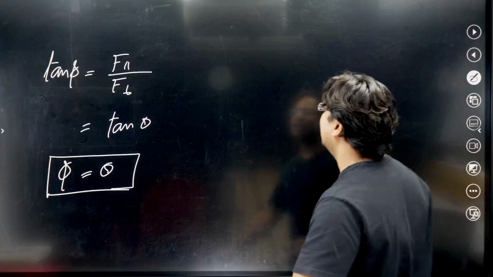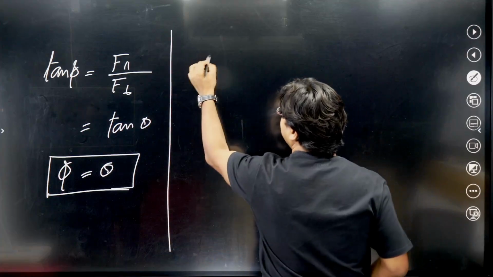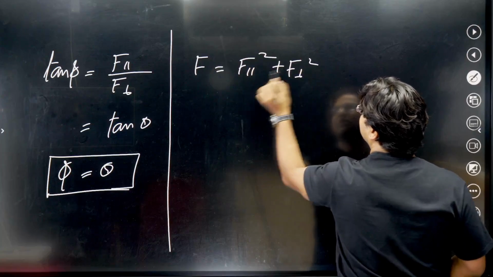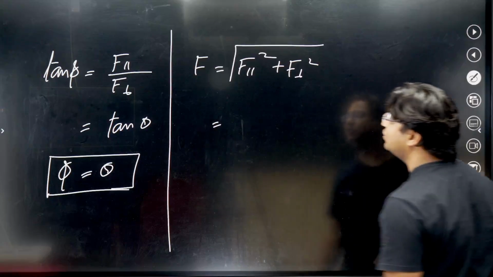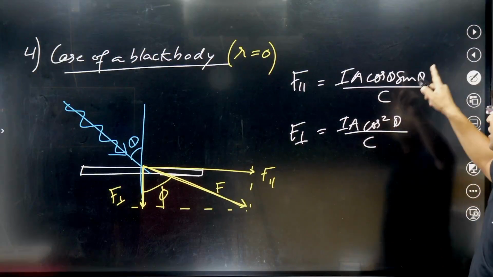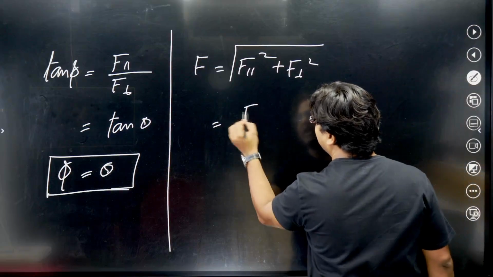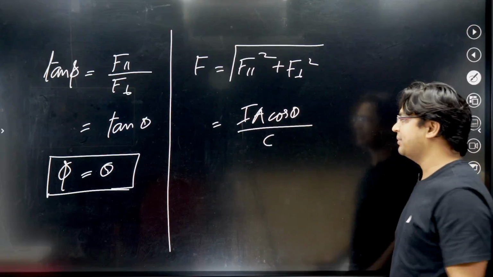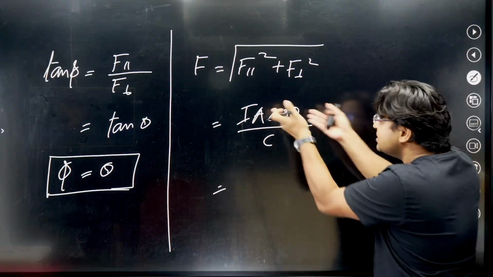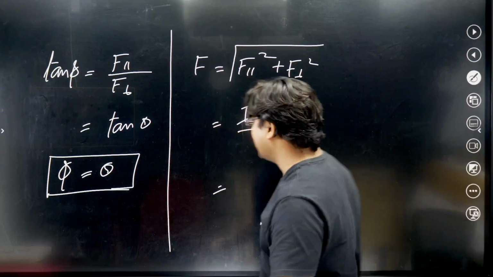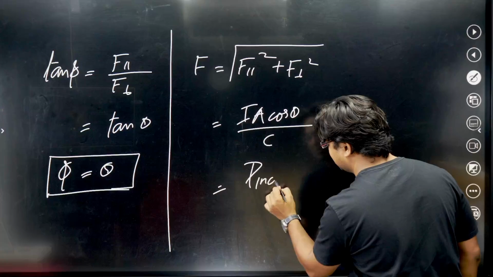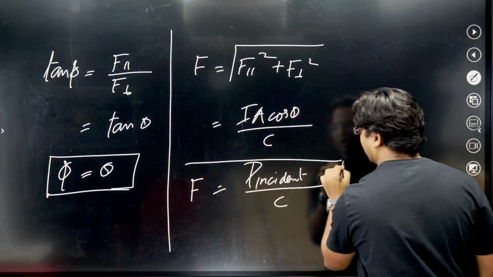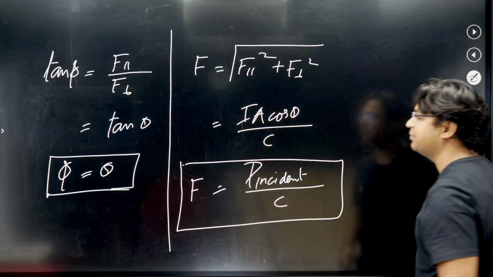Not only that, let's also check the value of F, and you would be surprised. It is going to be the square root of F parallel square plus F perpendicular square. And when you do this, I want you to do this on your own, students. Do this and discover that it changes to IA cos theta by C. And what is IA cos theta by C? It is the incident power on the plate, so it is the incident power upon C. So that's it. Very interesting result, very important result.